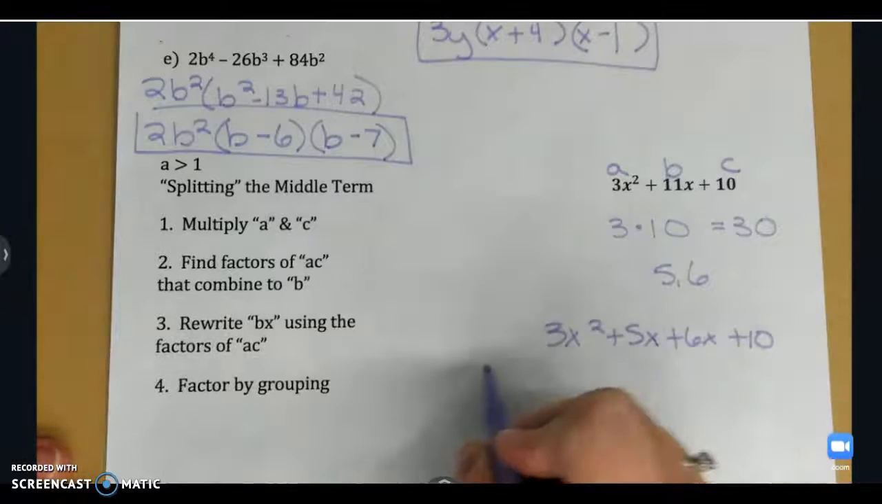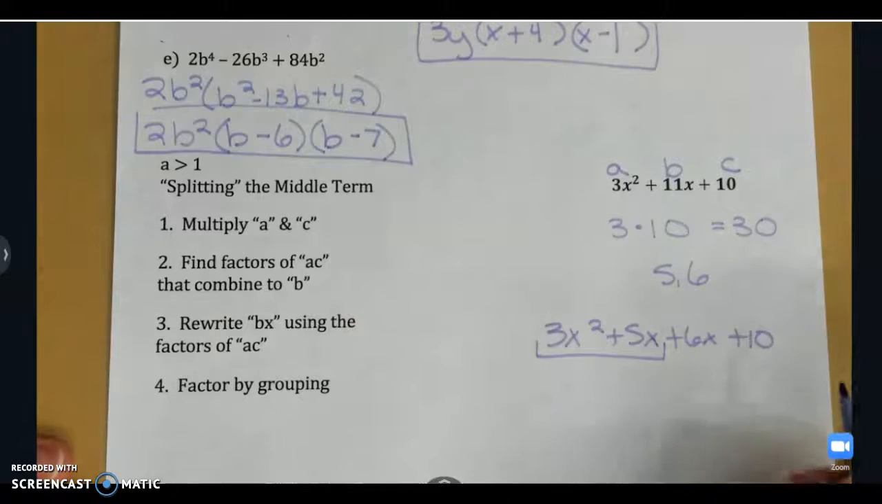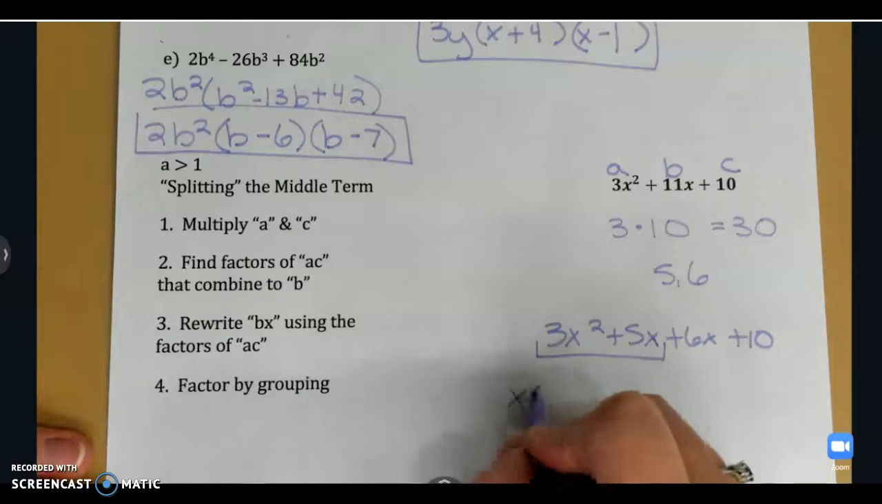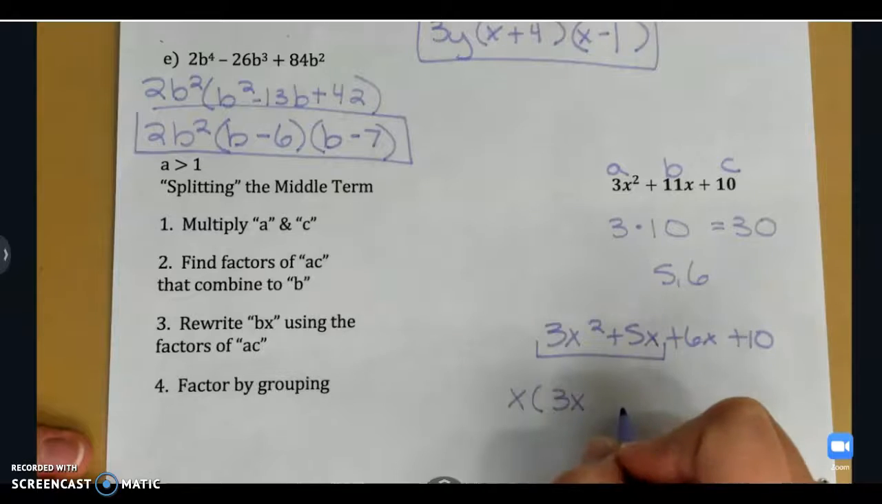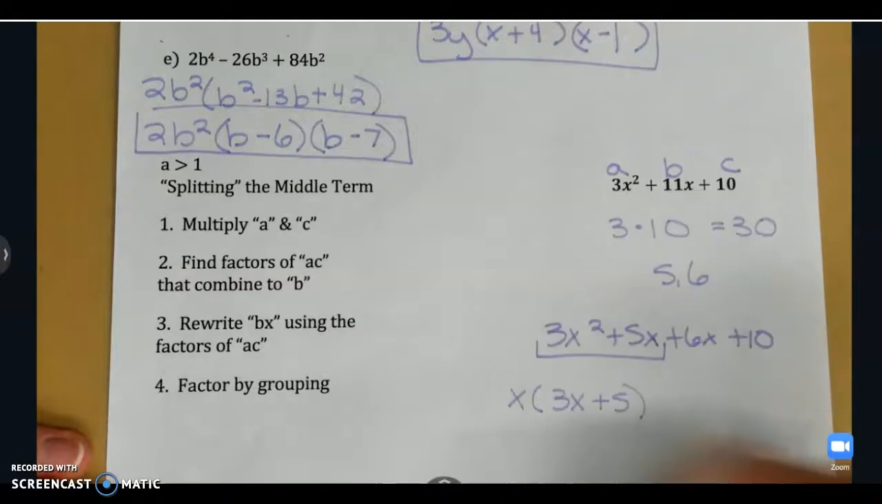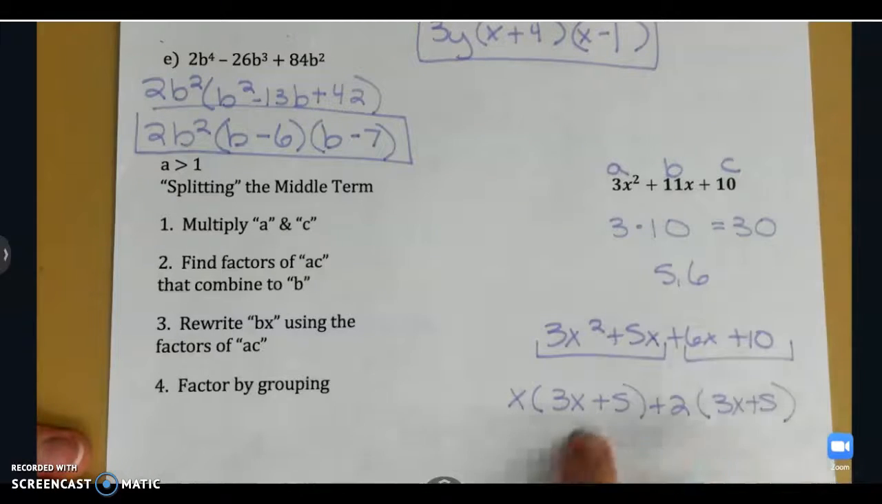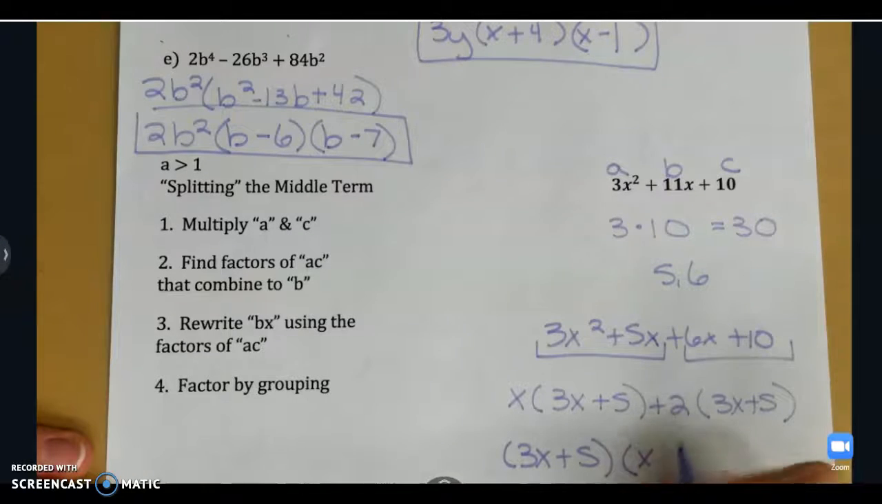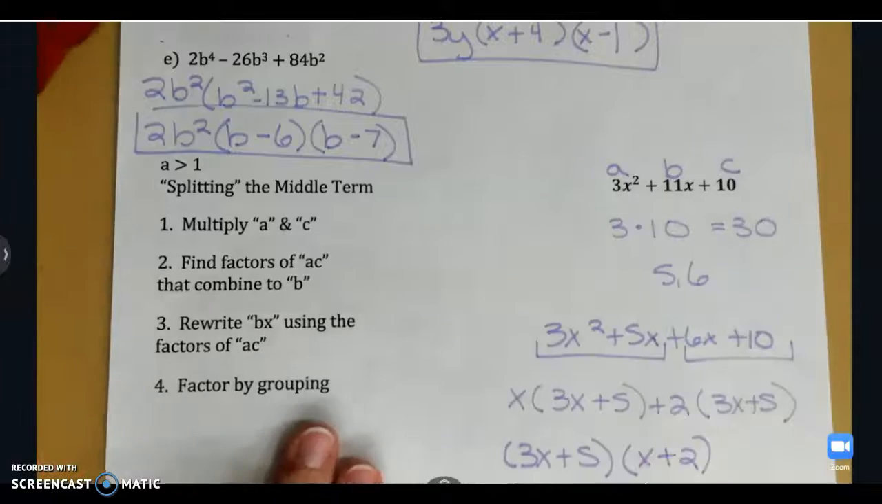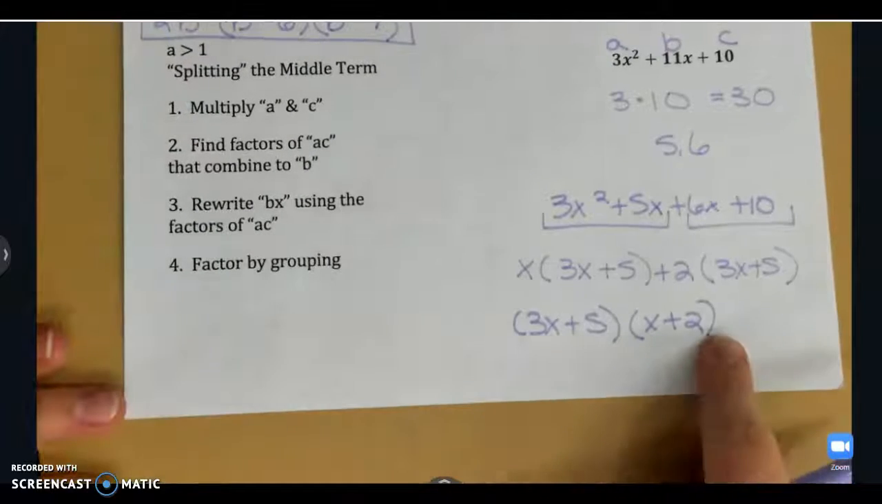So now I'm going to factor by grouping. So these first 2 terms, my GCF is x, so that leaves me with 3x plus 5. And here, my GCF between 6x and 10 is 2, and that leaves me with 3x plus 5. So 3x plus 5 is a common factor, so I can pull that out. And that leaves me with x on the first term and 2 on the second term. So there is my final factored answer.